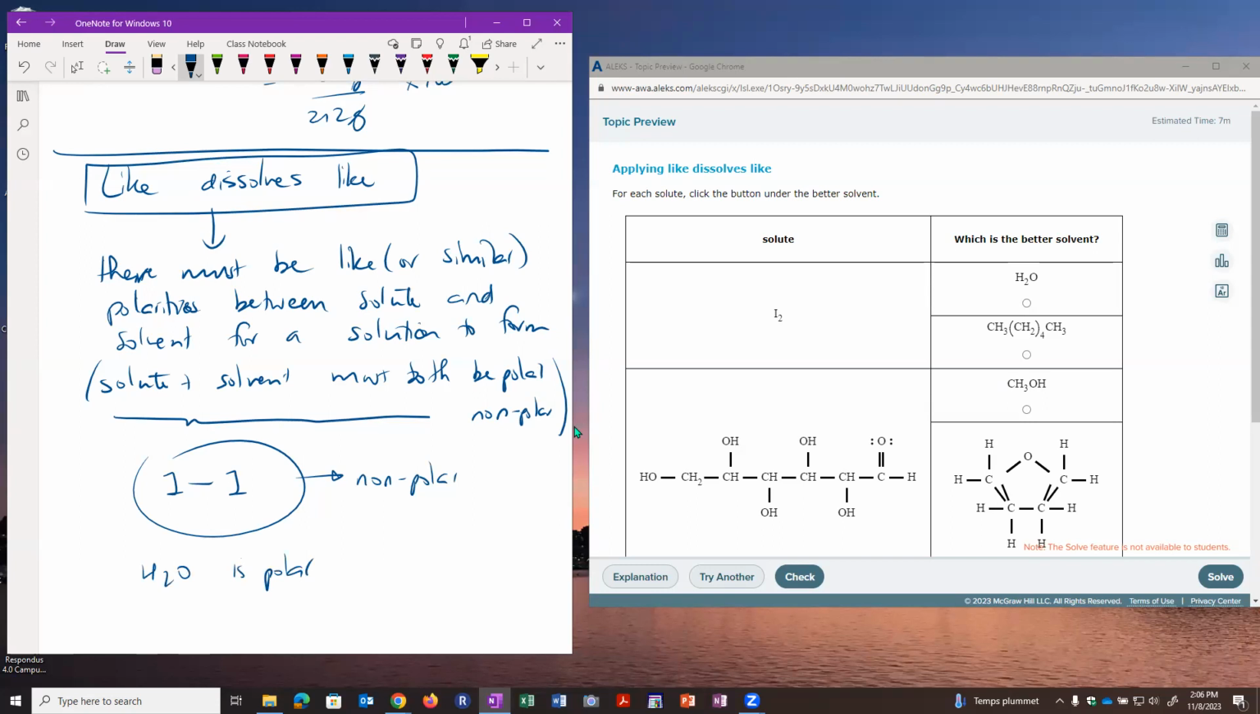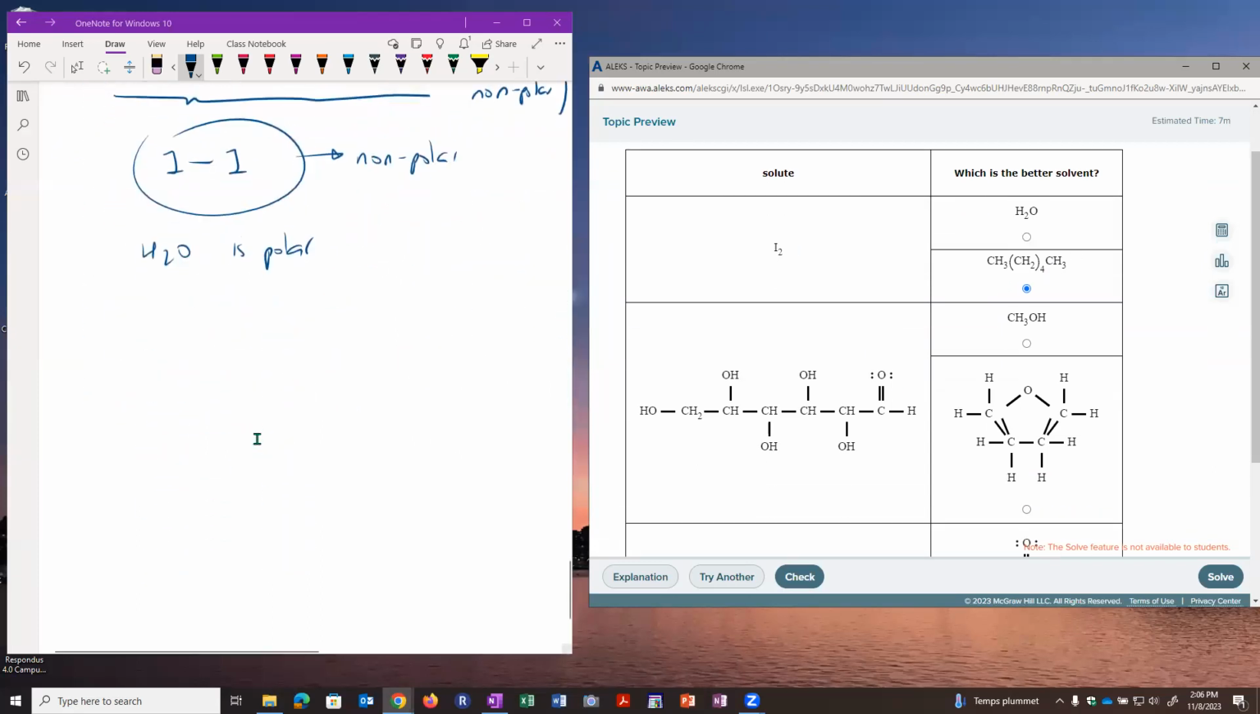Okay, so right away we can, by process of elimination, select the second one, which is made up only of carbons and H's. So whenever you see structures that have lots of C's and H's in them, we can assume that those are going to be non-polar molecules because all you have are carbon-hydrogen bonds. Okay, those are non-polar bonds.